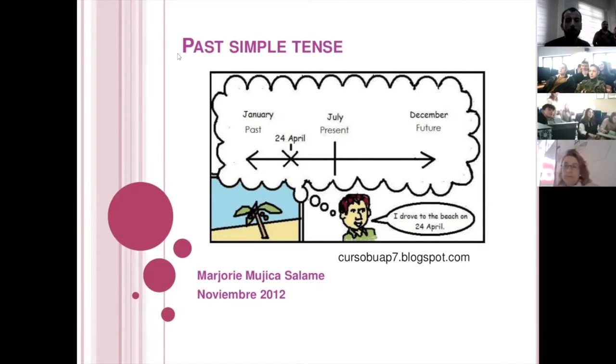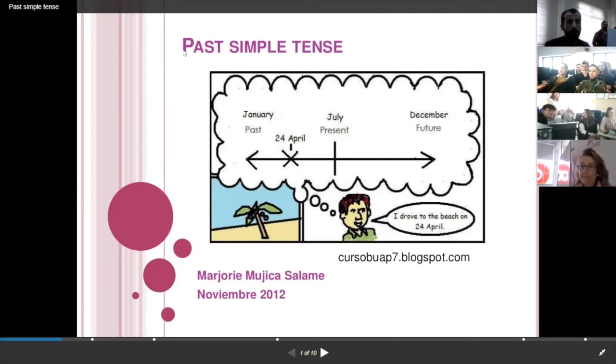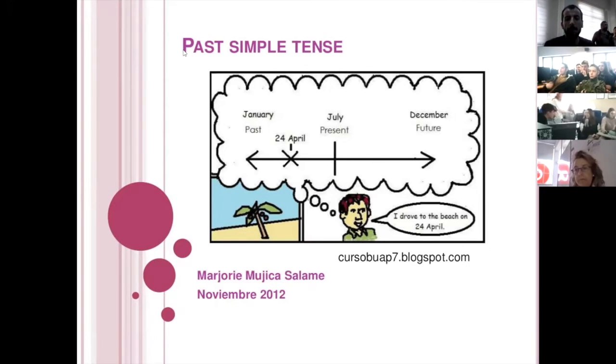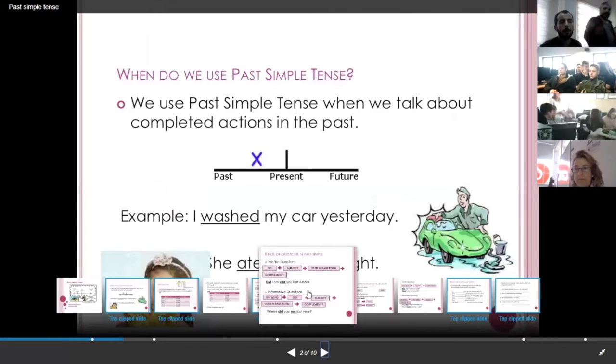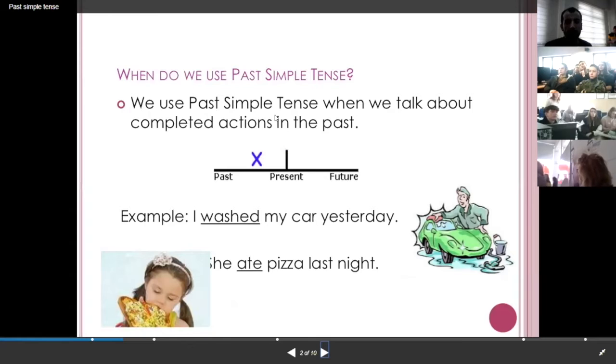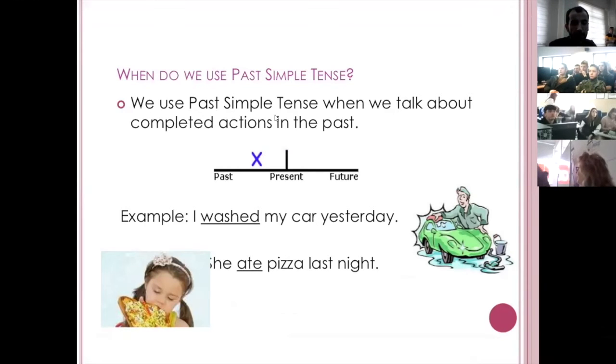Okay, first of all, my dear students, we will start where we use past simple tense. We use it to talk about past actions, especially completed actions. For example, I washed my car yesterday and she ate pizza last night.